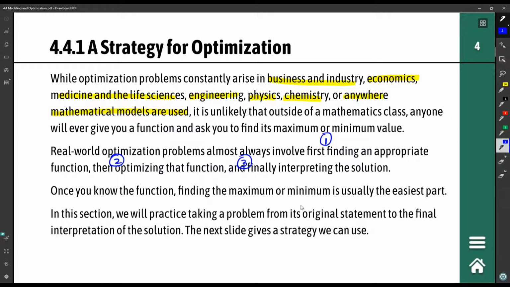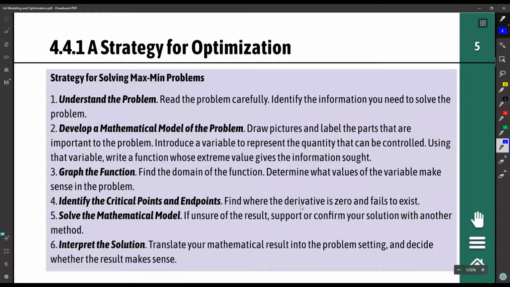Throughout this section, we're going to practice taking a problem from its original statement all the way to the final interpretation of the solution. On the next slide, we're going to learn about the strategy to do just that. So here it is, a strategy for solving maximization or minimization problems, often called optimization problems, max-min, or optimization.